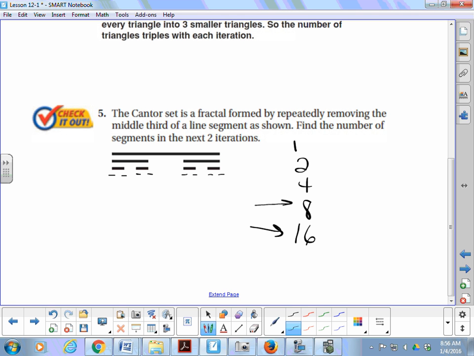So yes, you're thinking about cutting in half, but no, we're not, because we're actually doubling the number of lines. Yes, the lines are getting smaller, but what's important is how many lines I have, not the size of them. Okay?